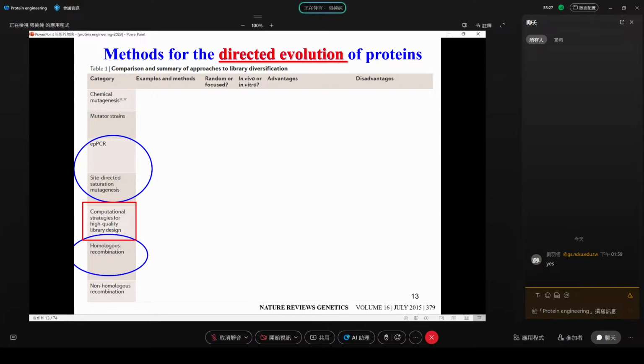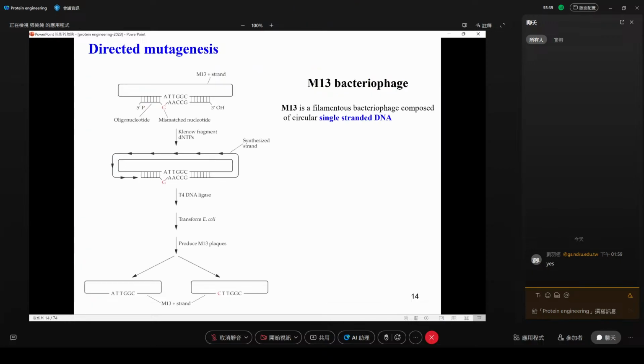Okay, computational strategy for high quality library design. That's closer to the bioinformatic process for directed evolution. I will leave that to talk about later. Okay, let's start from the very beginning. How did we do directed mutagenesis? That's quite common for a graduate student of my age. We have to start everything from the beginning.